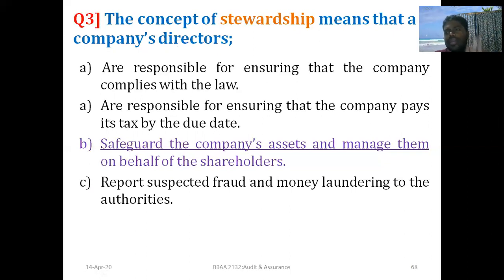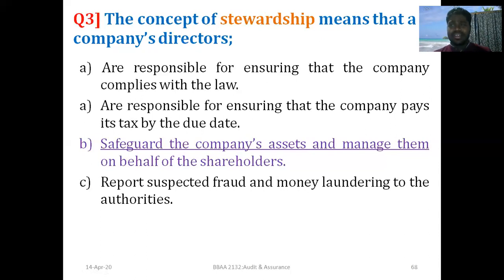That's all. In public companies, the owners, the equity shareholders, select particular people, that is the board of directors. They normally send those people to the company to direct the company on behalf of themselves. At that time they hand over all the property of the company to them, and they have to look after the company assets. So then you can see the answer. A: are responsible for ensuring that the company complies with the law. No, that's not relevant, so immediately you can reject A. B: are responsible for ensuring that the company pays its tax by the due date.